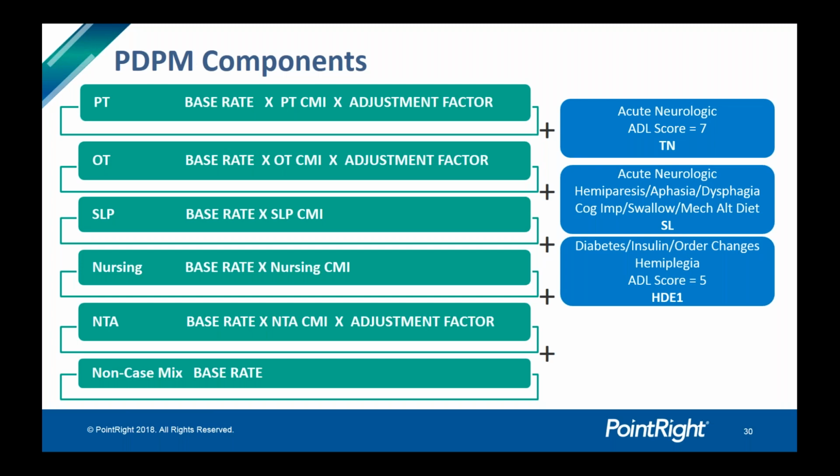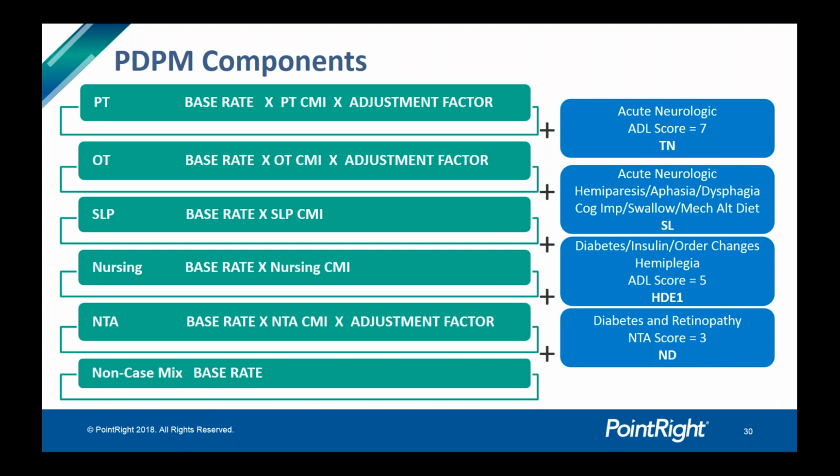Hemiplegia is a checkbox item, remember, so you have to check it off, as well as the diabetes, and a nursing ADL score of 5. Remember, nursing score and therapy score are not necessarily the same thing. So this puts us into more familiar ground because that puts her into a special care high category of HDE1.